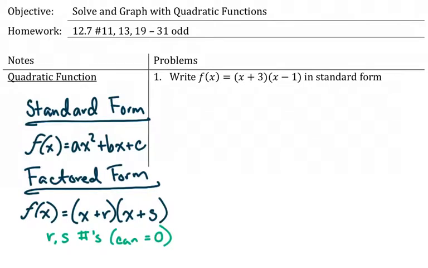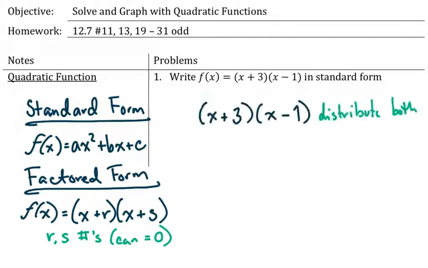So there's the vocabulary. These are our two separate forms for our quadratic functions. Let's talk about some of the problems and how to use them. So we have factored form here, and we want to put it into standard form. Now, what you would hopefully see is that this looks kind of like a distribution problem, and that's exactly how we're going to solve it. But instead of having one number over here, we have 2. So we have to distribute both.